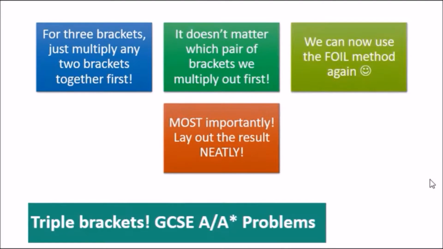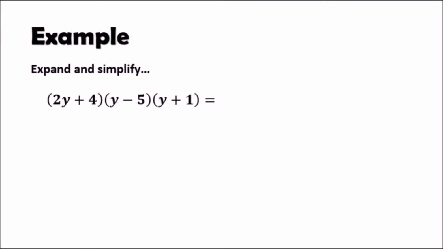Now, most importantly, we have to lay out the result neatly. Okay, so this is the final key step. Now, to do this, let's just have a look at the example below, yeah? So here we're told to expand and simplify (2y + 4)(y - 5)(y + 1). Now, the first point said multiply any two brackets. I'm going to use these two here because they seem a lot simpler to do.